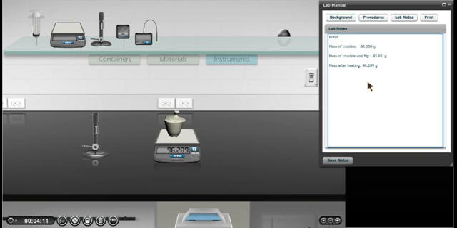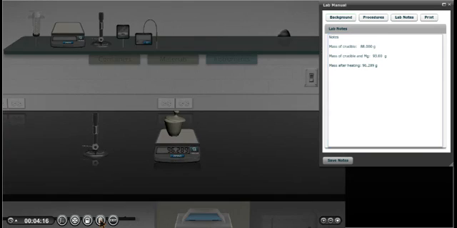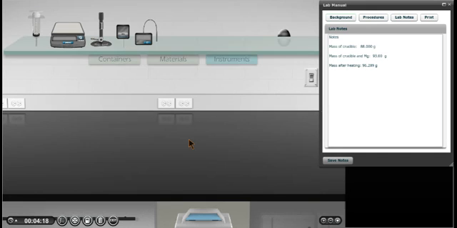To conclude this experiment, we go to the bottom left corner and click Clear Table. And this concludes our experiment.